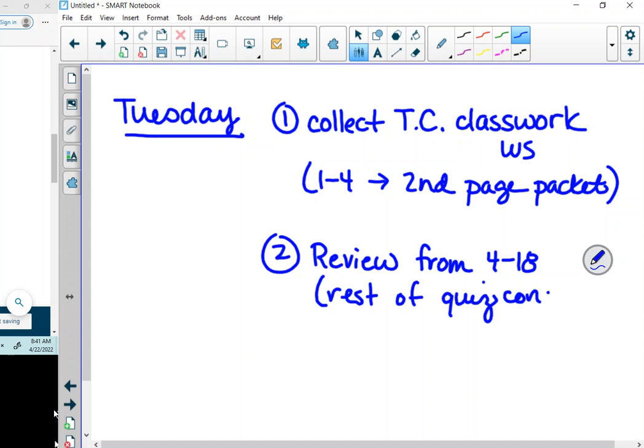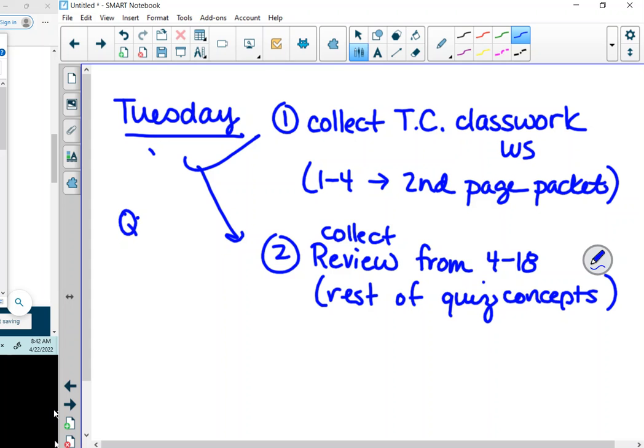Now, while you're working in class today, if there's something on that review from Monday that you still need help with, this is a good time to ask. Lots of opportunities to get some extra help, and obviously help with the total change. These are the concepts that are on the quiz. We're going to collect these two and take a quiz on this.